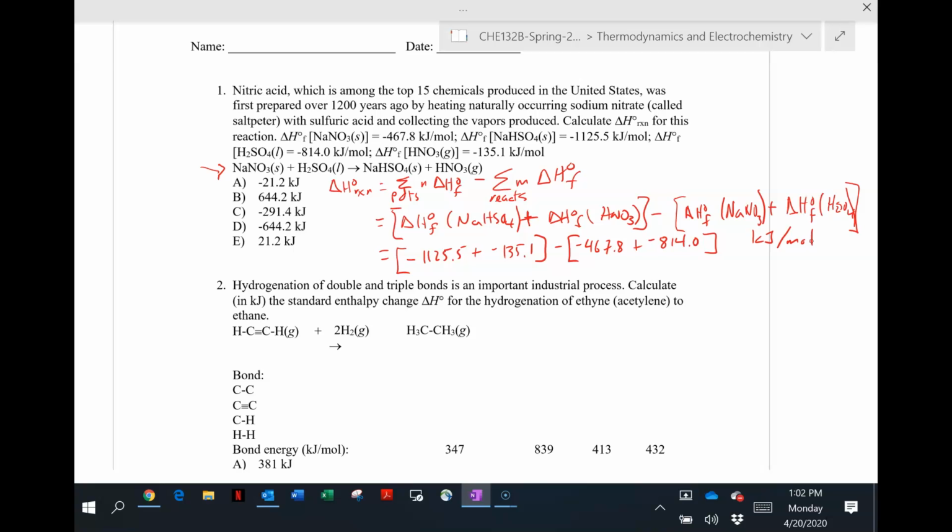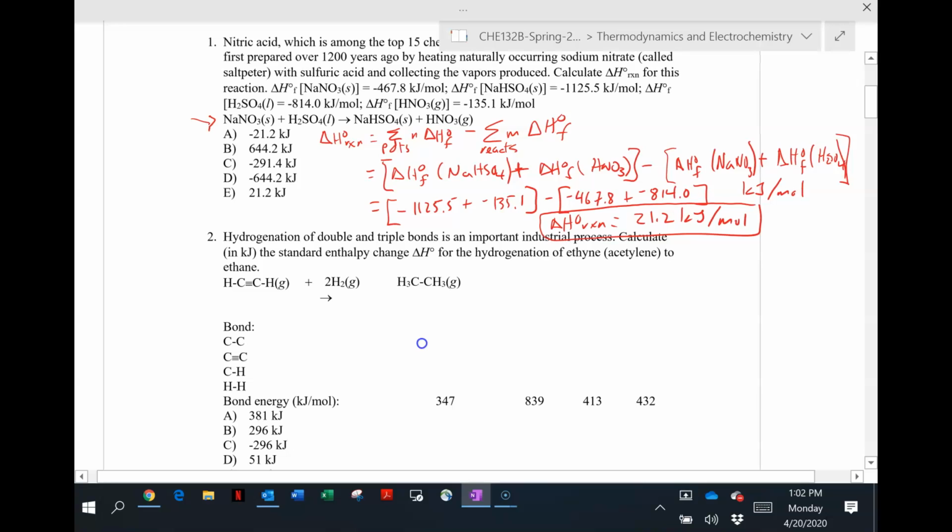The answer I get with this is that delta H for this reaction is 21.2, and that's positive 21.2 kilojoules per mole is my calculated value. So that would be answer E, and the answers are at the end of this, so you can check that and see if I got that. So that's getting a delta H from the tabulated enthalpies of formation.